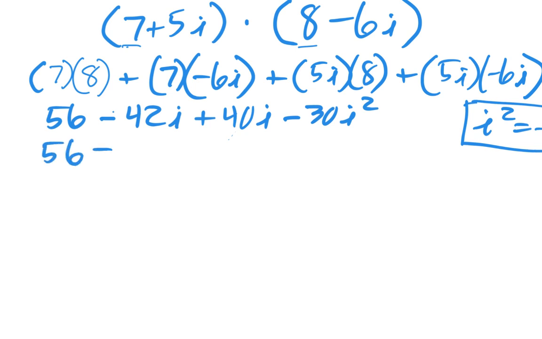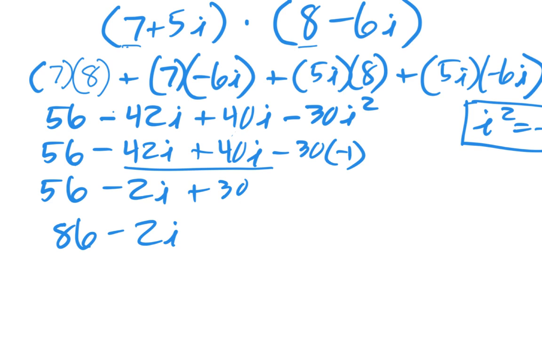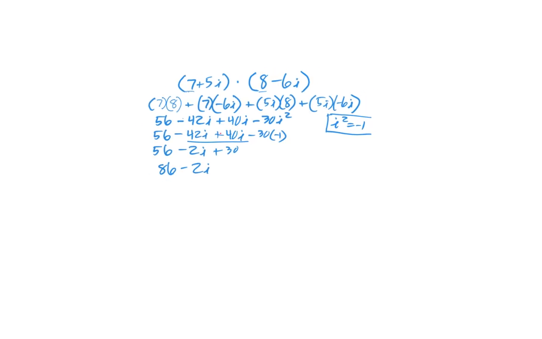So putting in all of my steps, 56 minus 42i plus 40i minus 30 times a negative 1. That's going to become a positive 30. I'm going to combine my two imaginary numbers. I have 56 minus 2i plus 30. Add the 56 and the 30. That gives me 86 minus 2i. 86 minus 2i. Go to our next page. I'm going to go ahead and erase that just in case I need it.